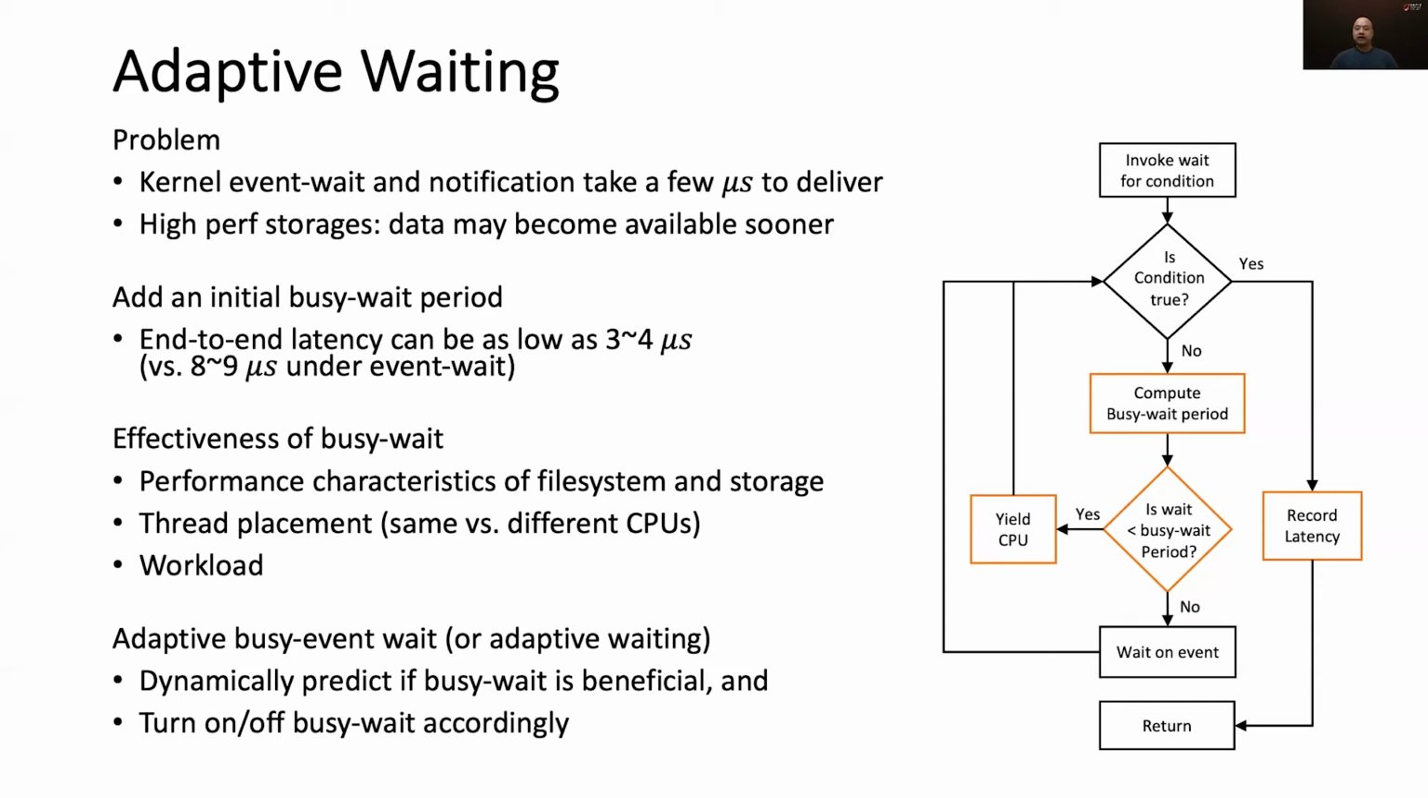However, the effectiveness of busy wait is impacted by a few factors, such as thread placement or the performance characteristics of the file system and the storage. For the busy wait scheme to work under different settings, we want to be able to dynamically predict if busy wait is beneficial and turn it on or off based on the prediction. The dynamic scheme we developed is called adaptive busy event wait or adaptive waiting.